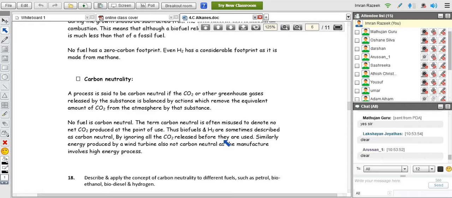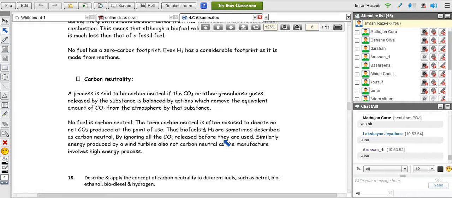Likewise, you can't say an electric vehicle is carbon neutral, even though it doesn't release any carbon dioxide at the point of combustion. In the manufacturing of the vehicle, you have already polluted the environment somewhere else in the world. Maybe at the point of driving you are not polluting, that's true, but you already polluted somewhere else. So you cannot prove that any fuel is carbon neutral. Even electricity, even if your car is running on electric current, that's the case.